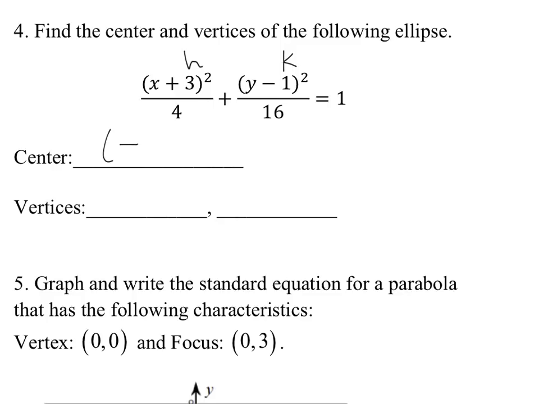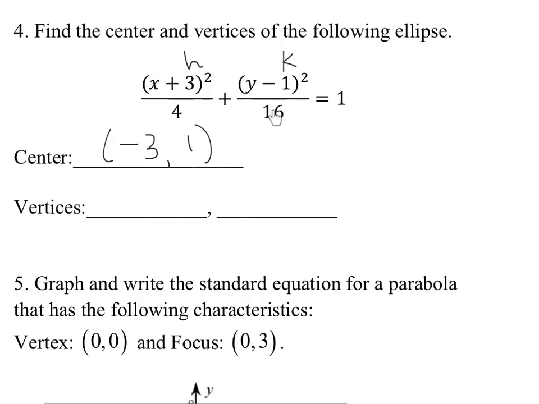So again, we need to change the sign. So (-3, 1) is the center of our ellipse. And for the vertices, we're going along the x value to the left and right 4 units, and along the y direction, we're going up and down 4. So this is going to be our major vertices. This is what we want to identify here.